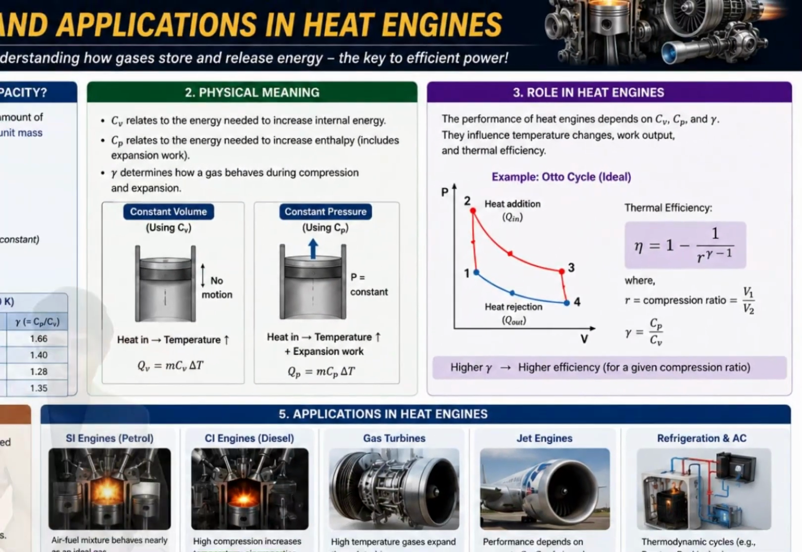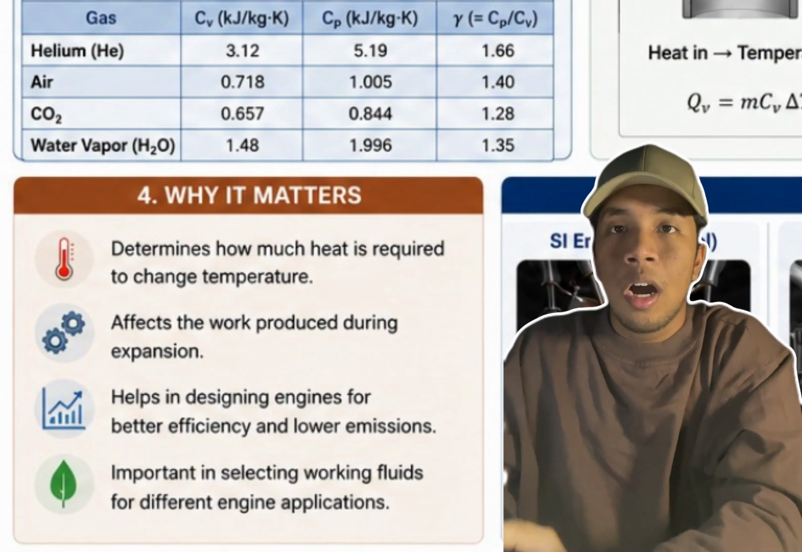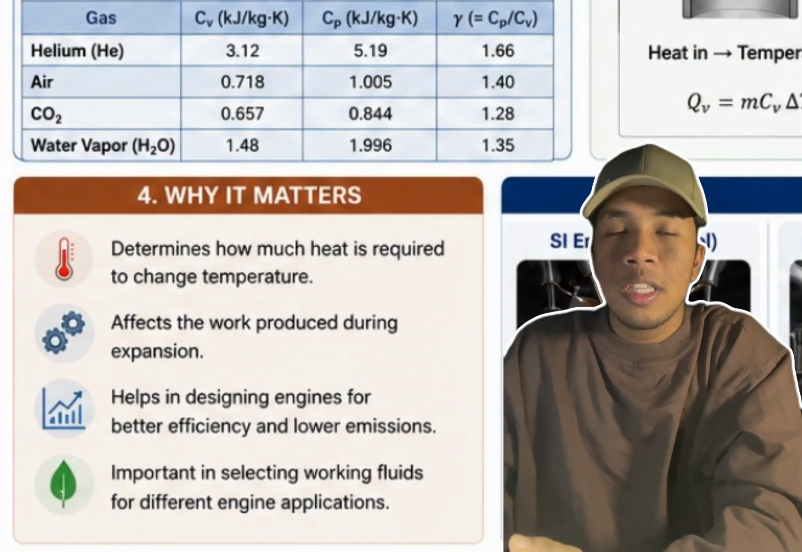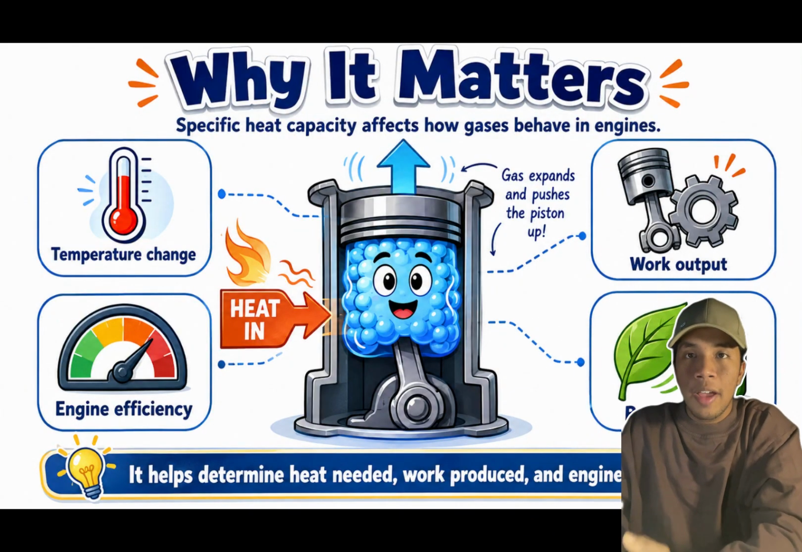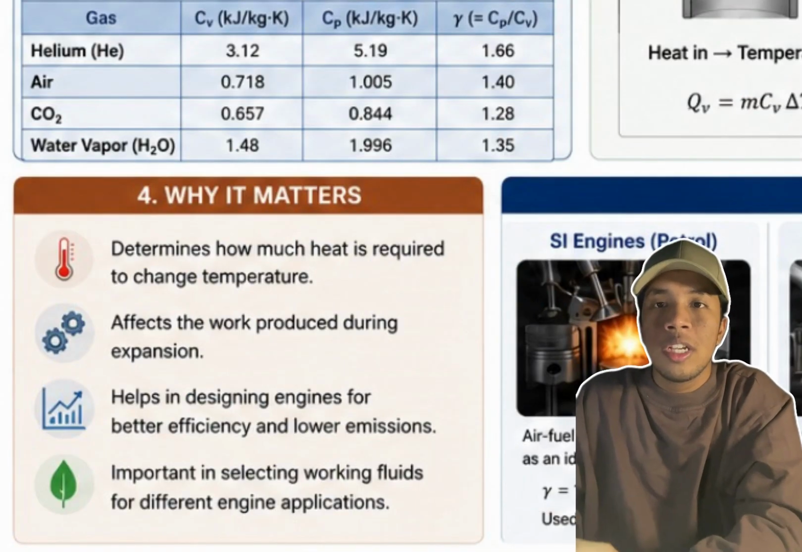That's all for me. So, why does specific heat capacity matter? It determines how much heat is needed to change the temperature of a gas. It also affects how gases behave during compression and expansion. When a heated gas expands, it can push a piston and produce useful work. Therefore, specific heat capacity affects the performance and efficiency of an engine. Understanding these properties also helps engineers design engines that use energy more efficiently and reduce energy losses.